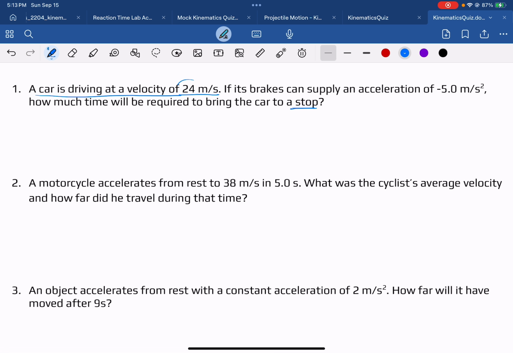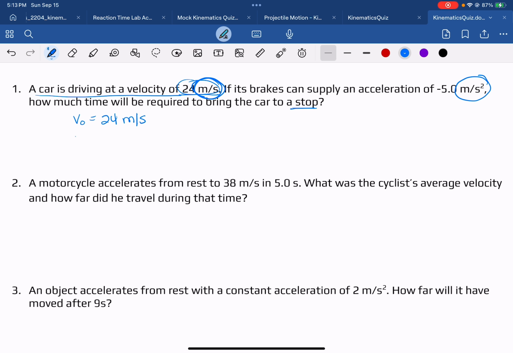So I know that this 24 meters per second is going to be my initial velocity. I noticed some of you put this as your acceleration. Your units do not support that, right? Meters per second squared is your acceleration. 24 meters per second is your velocity.